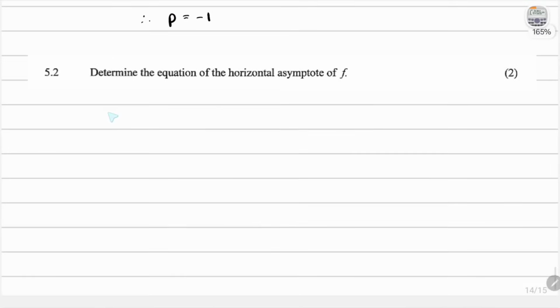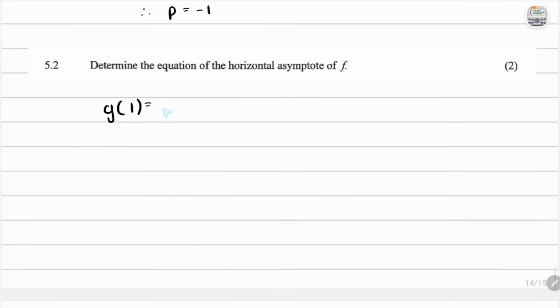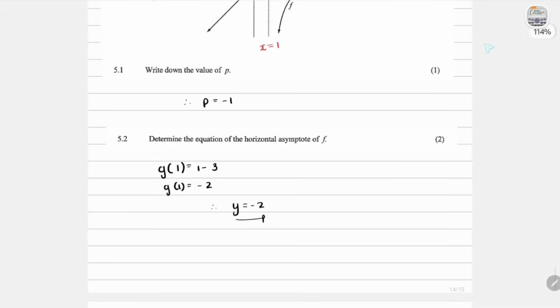We're going to take the graph of g, and we're going to substitute 1 into it. The graph of g is x minus 3, so that is just 1 minus 3, and g of 1 is equal to negative 2. So the equation of the horizontal asymptote, remember it is a horizontal line, so it is y equals negative 2, and that is our answer.